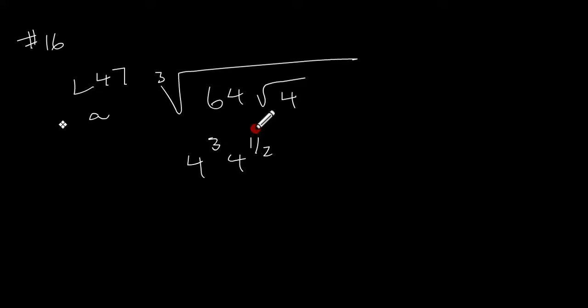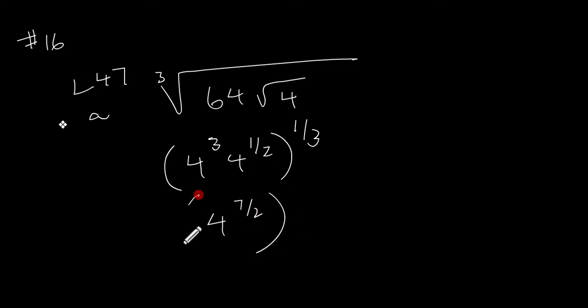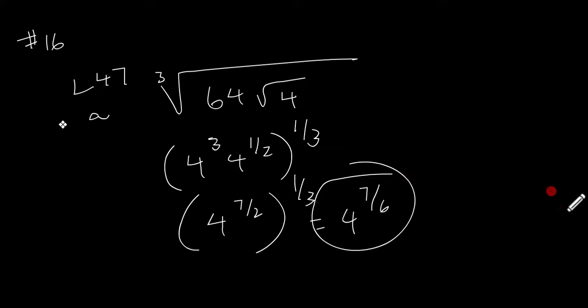Just a hint, on the test it might be 27 and 3, so you're going to write 27 as 3 cubed. This is all to the 1/3 power. I'm going to add my exponents on my 4's, so it's going to be 7/2. 2 times 3 is 6, plus 1 is 7, to the 1/3 power, so we're going to get 4 to the 7/6. And that was fairly fast too. Okay, fractional exponents, you put the C on the bottom.